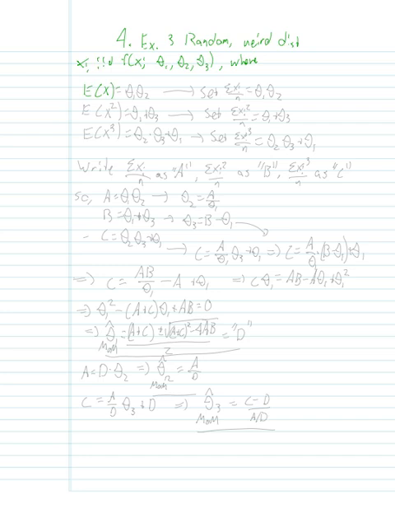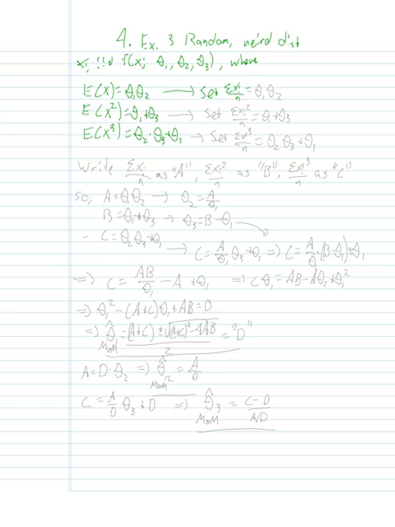Where, let's say that the expected value of X is equal to theta 1 theta 2. Expected value of X squared is equal to theta 1 plus theta 3. And expected value of X cubed is equal to theta 2 times theta 3 plus theta 1. Sure, and now what do we do for method of moments?